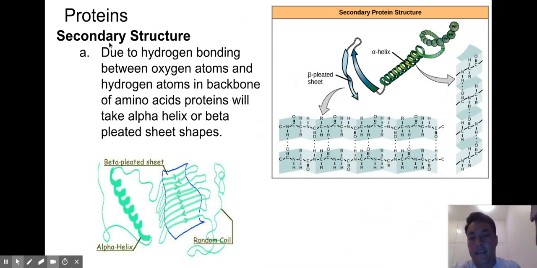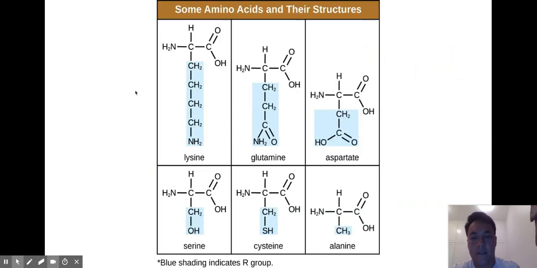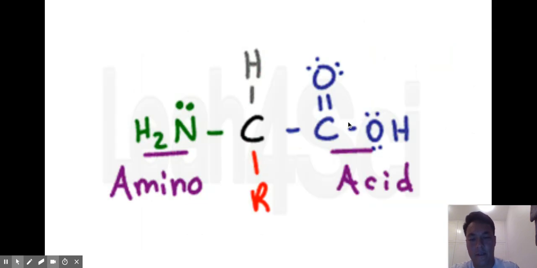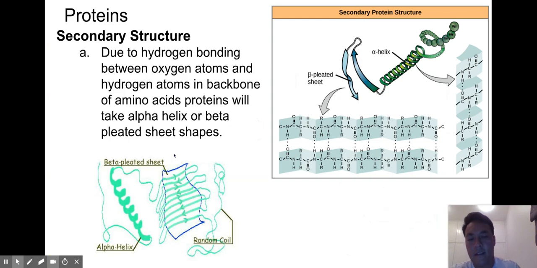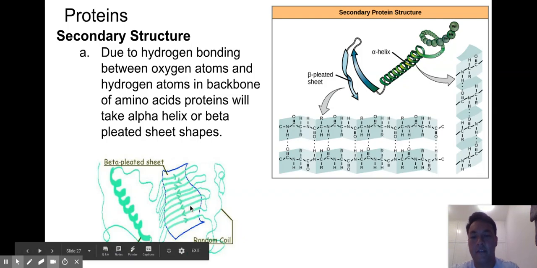Okay, what's the secondary structure? Well, due to hydrogen bonding, this is pretty cool, right? Between O's and H's, between different amino and carboxyl groups. Between this part and this part in different ones, there's going to be hydrogen bonding. So they're going to give them certain shapes, alpha helices and beta pleated sheets.